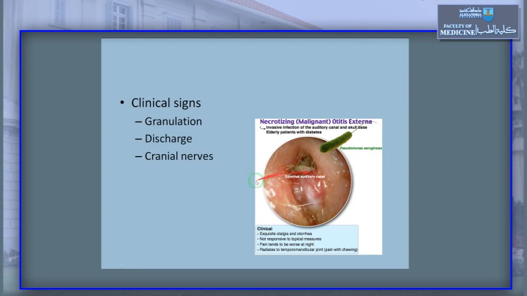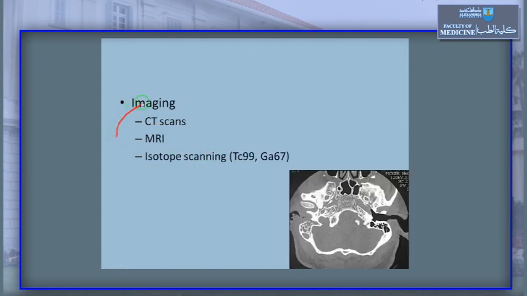So if we take a swab from the ear canal, we have to send it for culture and sensitivity to verify the organism and its antibiotic sensitivity. So what do we do to confirm the diagnosis? When we have this granulation coming out of the ear canal, we need to take a biopsy of this granulation just to help differentiate it from tumors coming from the skin of the external auditory canal.